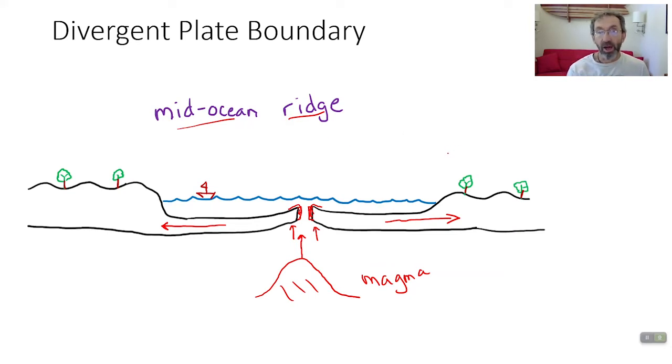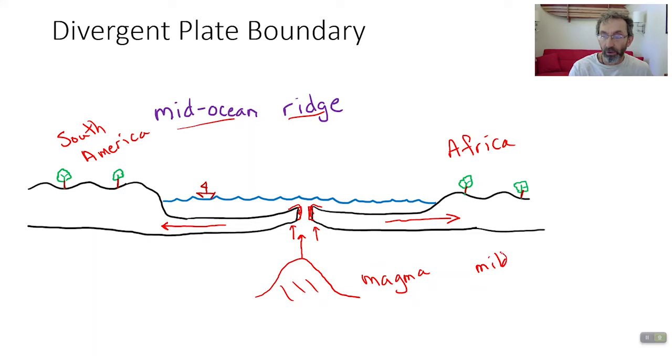A good example of a mid-ocean ridge is the one between Africa, which is pulling off towards the east, and South America, which is pulling off towards the west. The good thing about this type of plate boundary is that it has relatively mild earthquakes. So this is not a plate boundary that is associated with significant natural hazards.